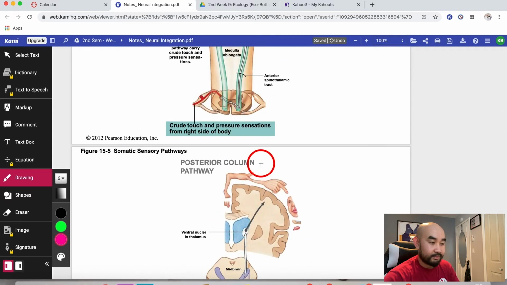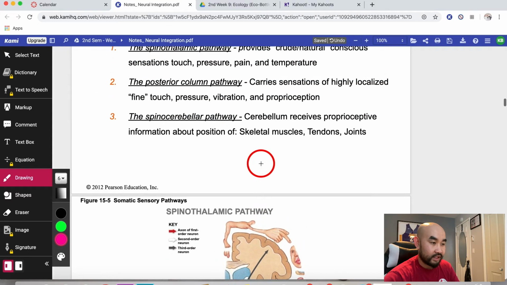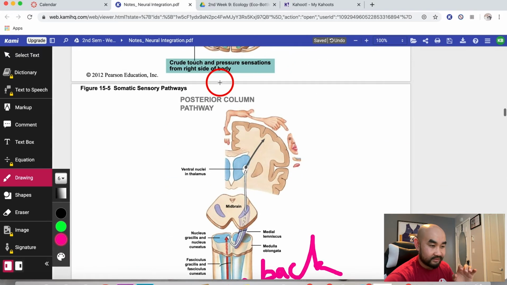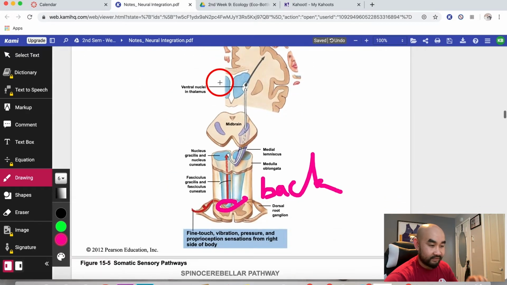And this posterior column pathway is more, again, for fine touch. So make sure you hear the word fine, like little thing, right? Fine touch, pressure, vibration. So it's kind of the same, but it's just fine. It's not combined, fine stuff.